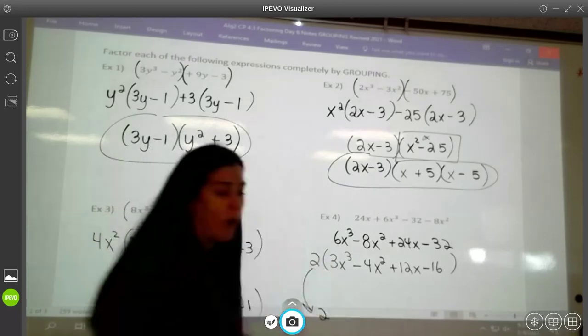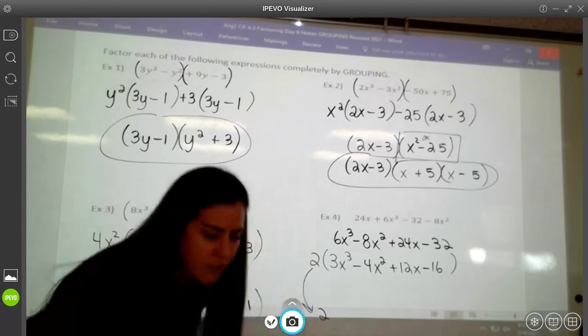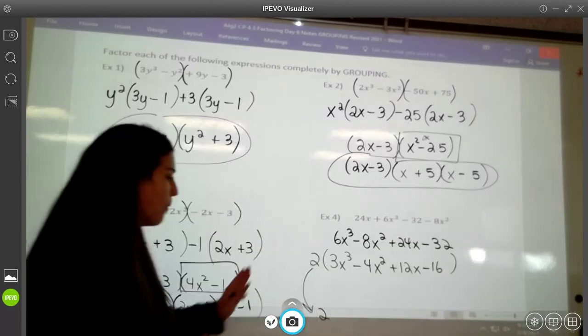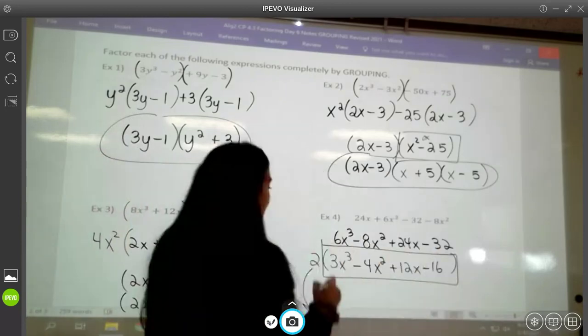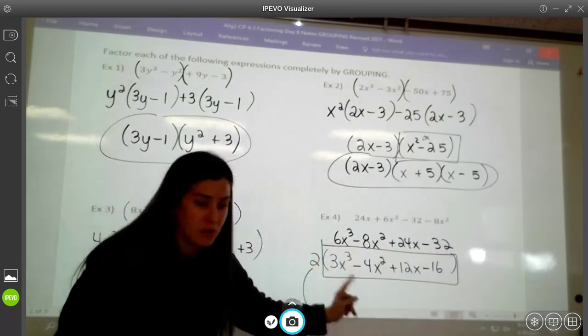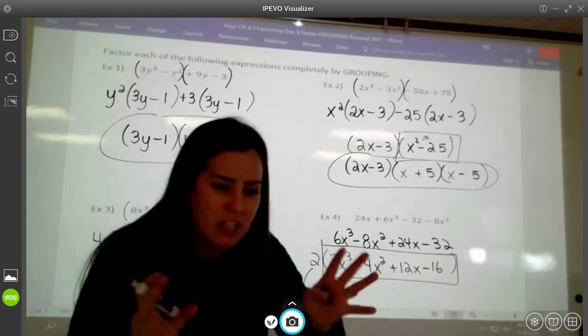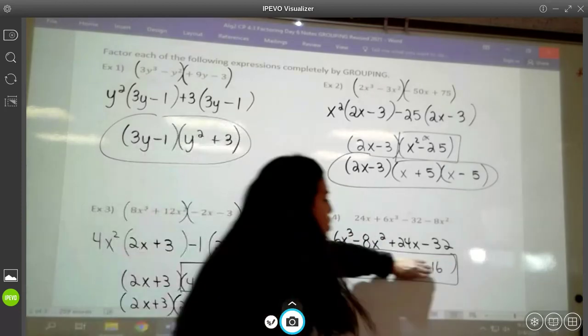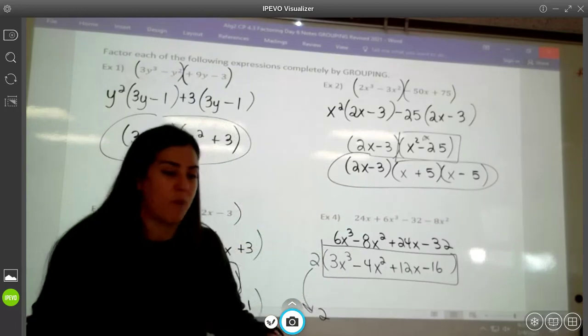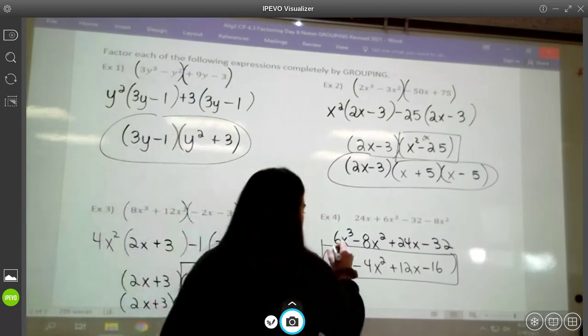We know it's going to be part of our final answer. Now you have to take the expression that you are left with and try to factor this by grouping. It's going to hurt our eyes a little bit, so try to ignore this 2 for now and just picture this new expression as what we're trying to factor by grouping. So let's group the first 2.